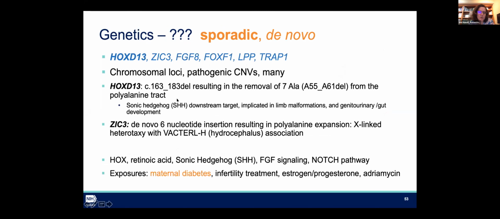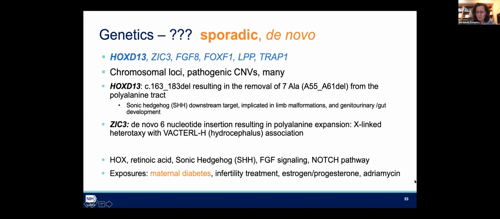There are very rare reports of chromosomal loci, CNVs, and HOXD13 alterations, like a small deletion from a polyalanine tract in this gene that affects the sonic hedgehog downstream expression. That is again a gene associated with limb formation, genitourinary, and gut development. And another rare report that shows association with genes, SIG3 with hydrocephalus association.